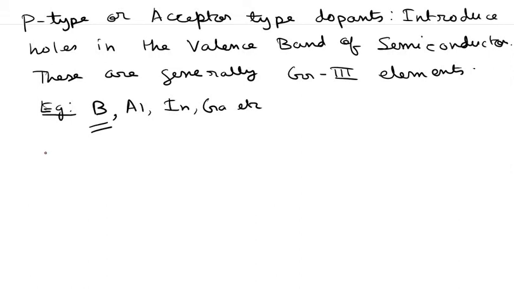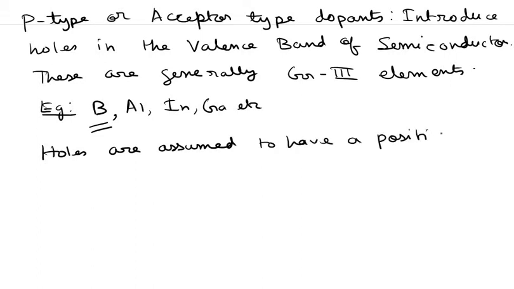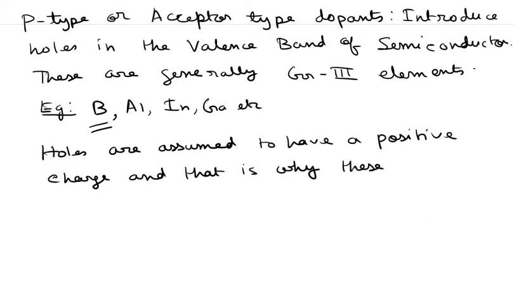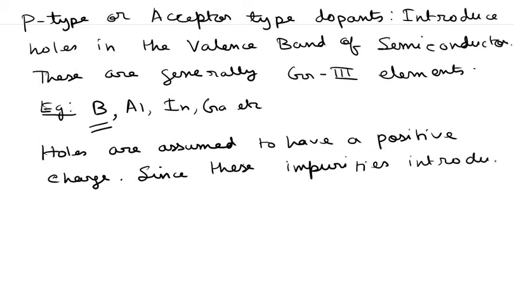So let me write it here. Holes are assumed to have a positive charge, since these impurities introduce holes in the valence band.